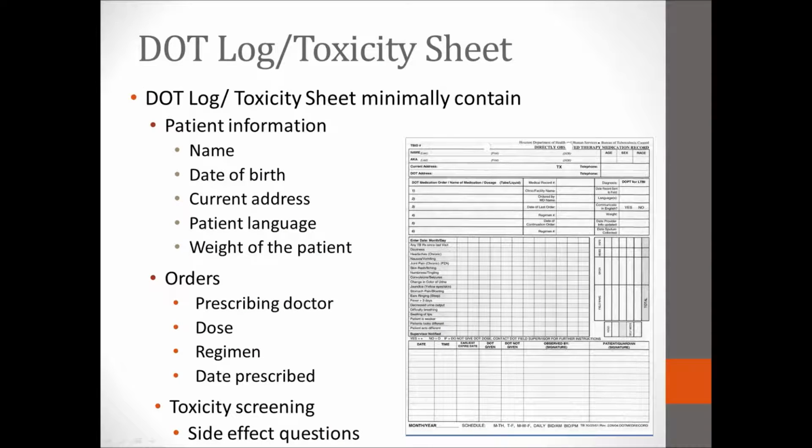The DOT log or toxicity sheet, however it's referred to in your clinic, should contain some minimal information. Information on the patient like their name, date of birth, their current address, their language, and their weight. Information on the orders like the prescribing doctor, the dose, the regimen, and the date the medication was prescribed. And it should have an area for questioning regarding side effects. Here's a sample DOT log from the Houston Department of Health in Texas.